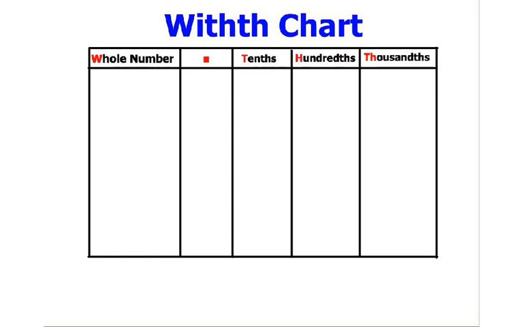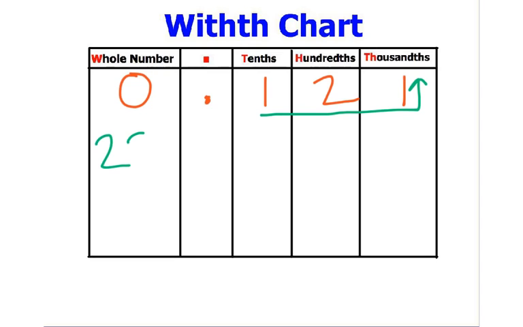Our whole number could be anywhere from just a 1-digit number all the way up, or if it was just a decimal, maybe we don't even have a whole number there. It's just going to be a 0. If that was the case, I would say 121 thousandths.